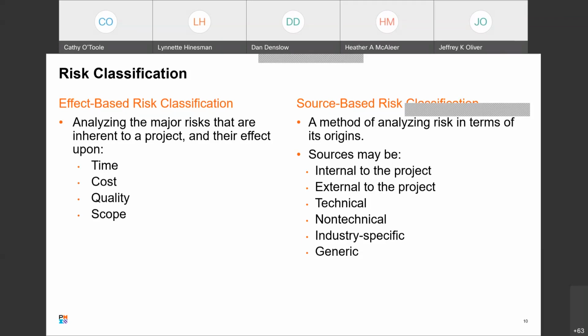And then there's always the classification of generic source risks, and those could just be dumped in a category of something that's not a high impact or high probability, I would say.